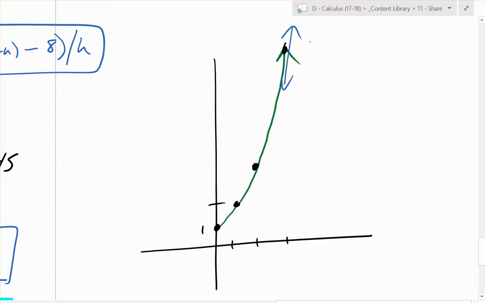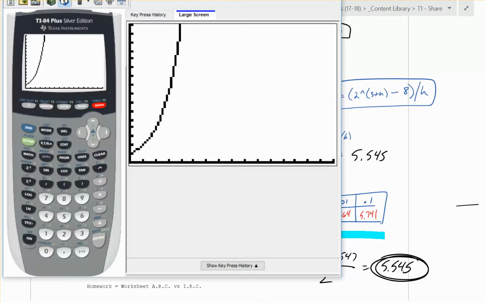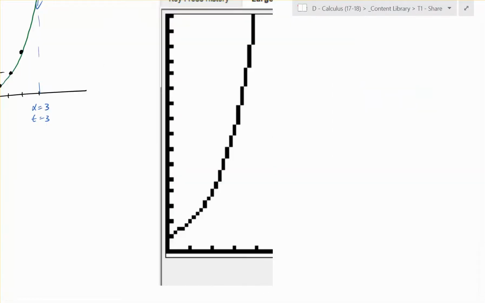And what did we find out? We got that slope. It's a little bit exaggerated here, but it's 5.545. It looks like that's the slope right there when x is equal to 3, or in this case, we called it t is equal to 3. If I graph it more accurately using my calculator, it looks like this. And then if I go to where t would be 3, go up to here, that's the point where t equals 3, and we know 2 to the 3 is 8.